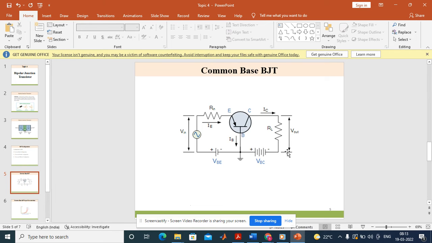In this way, the collector to base junction is reverse biased by using VCB and VEB. These two voltage sources are used to forward bias the emitter junction and reverse bias the collector junction. IE represents the emitter current, IC represents the collector current, and IB represents the base current.